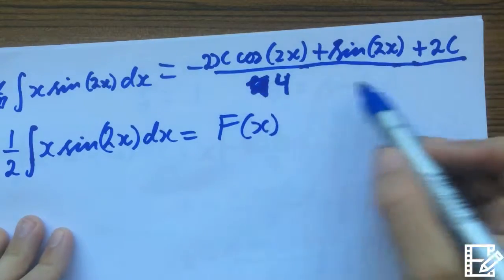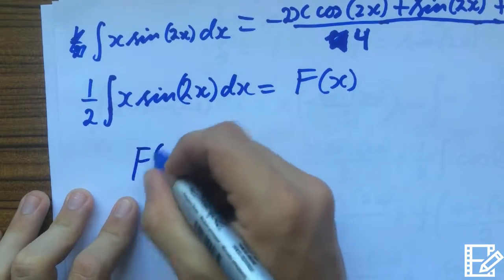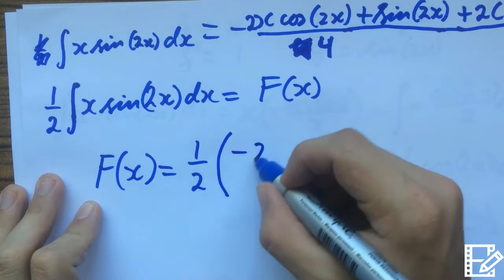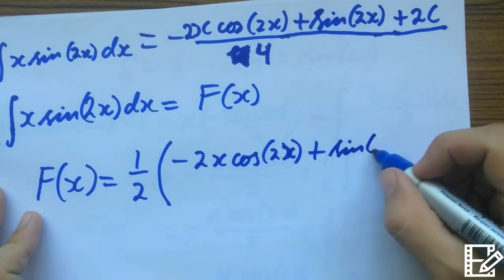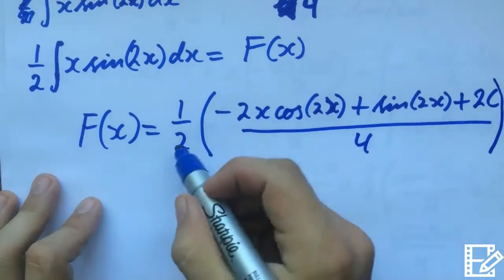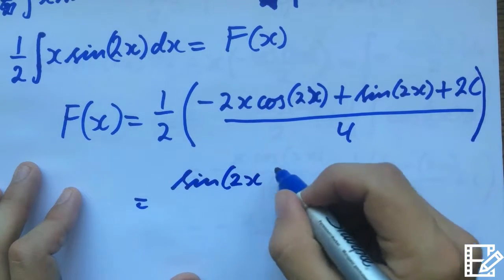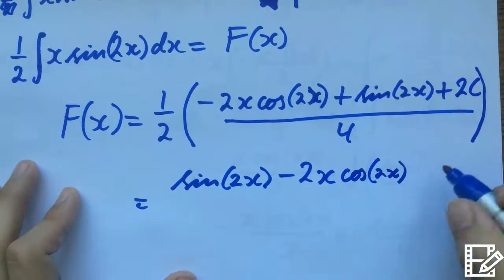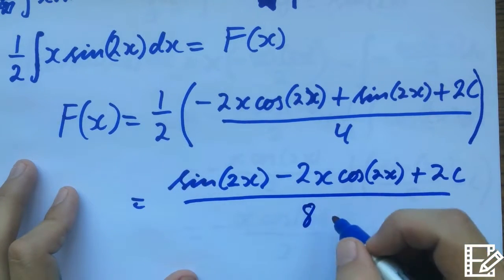Now we basically sub this whole lot of mumbo jumbo into this. I'll flip them back, and we'll have f x equals a half multiplied by negative 2x cos 2x plus sine 2x plus 2c, all over 4. So we just have a 2 multiplied by 4 on the bottom. I'm going to rearrange this in one step: sine 2x minus 2x cos 2x plus 2c, all over, a half multiplied by a quarter is an eighth.